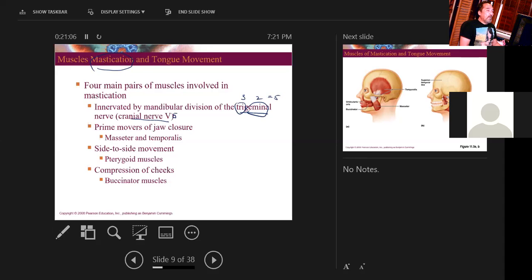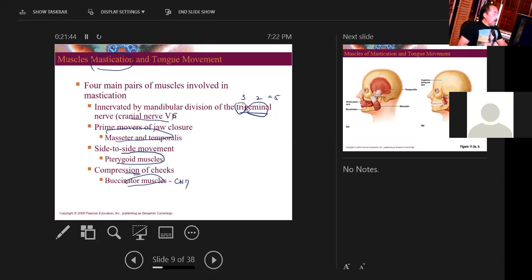Okay, so don't take for granted any of these names. Don't just memorize per se. You have to actually figure it out because that's the way that we study it, in which we have to find ourselves a landmark or a clue, so we can recall the information after. They're the prime movers of jaw closure, called masseter and temporalis. But the side-to-side movement is by the pterygoids. We're going to see that later on. Side-to-side movement of the mouth. And then the buccinator, that's for compression of the cheeks. But remember, this is cranial nerve 7.